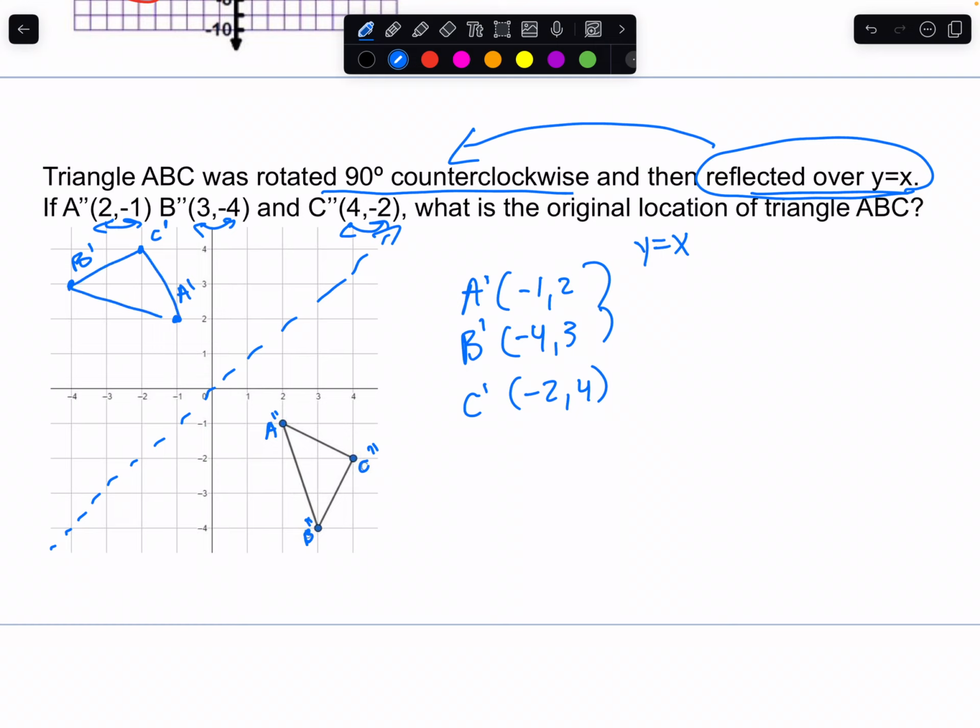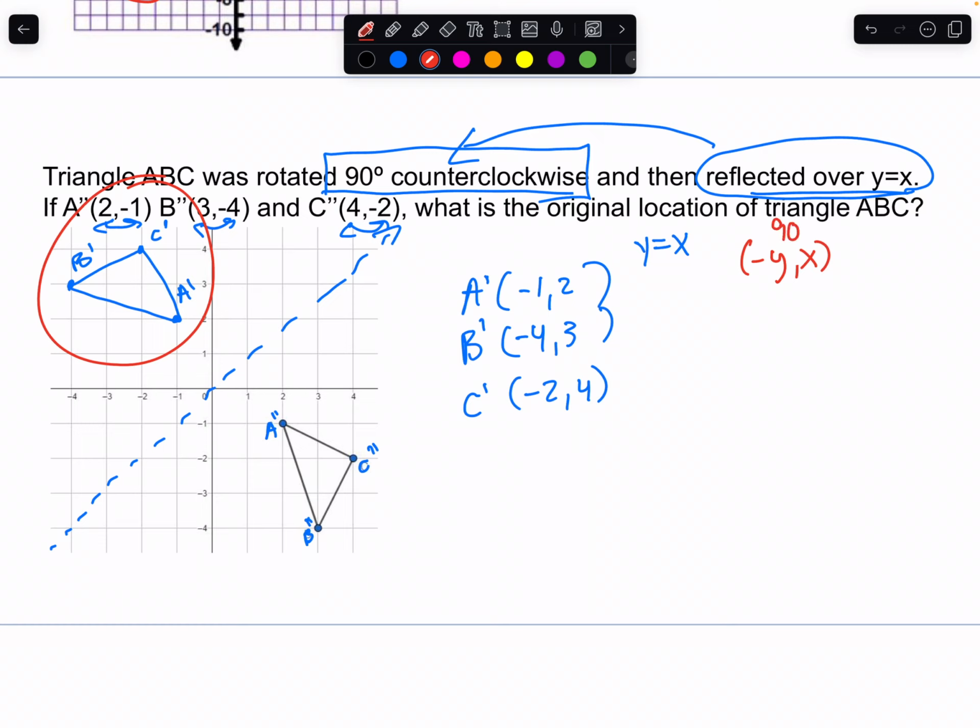You can see how the triangle was reflected across that side. Now, what I want to do then is rotate it 90 degrees counterclockwise. So I'm going to take the image that I just got, and I'm going to undo a rotation. Okay? So I'm going to undo a rotation counterclockwise, which means I applied the rule -y, x.